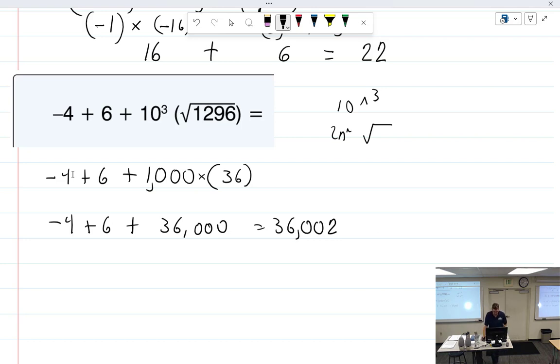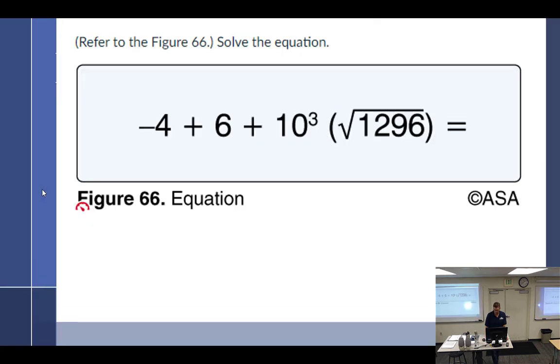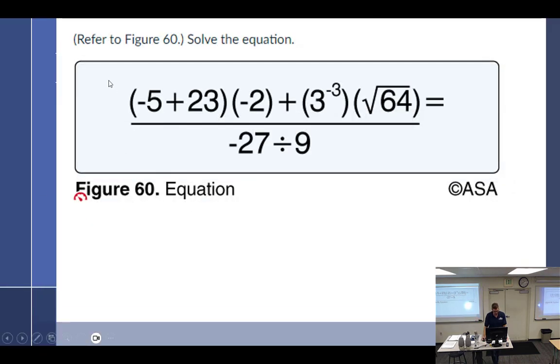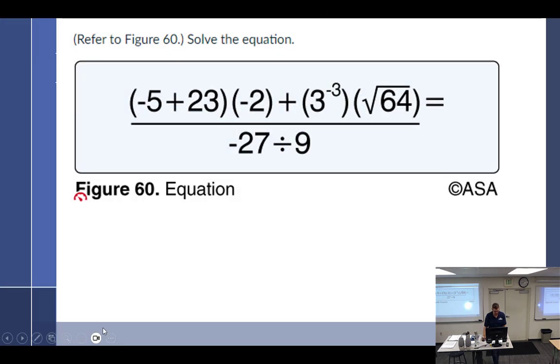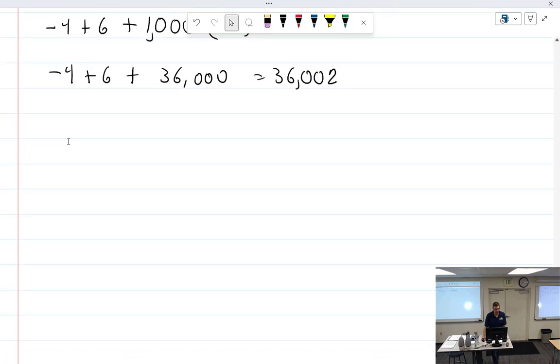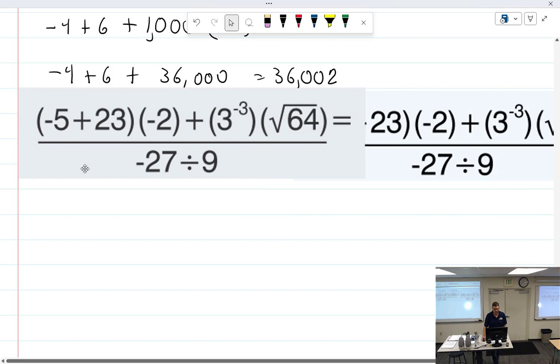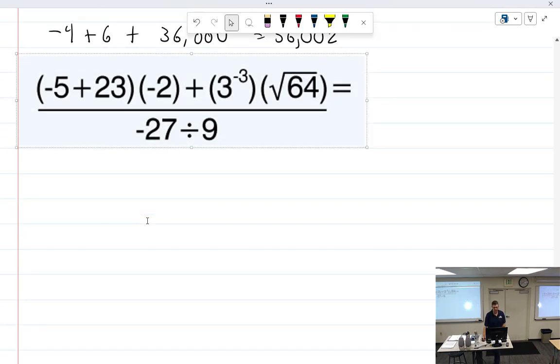All right. Refer to figure 60. Solve the equation. Let's see. Let's just do this. We'll go here. We'll cut and paste that. Come over to here. We'll paste it in here. There we go.